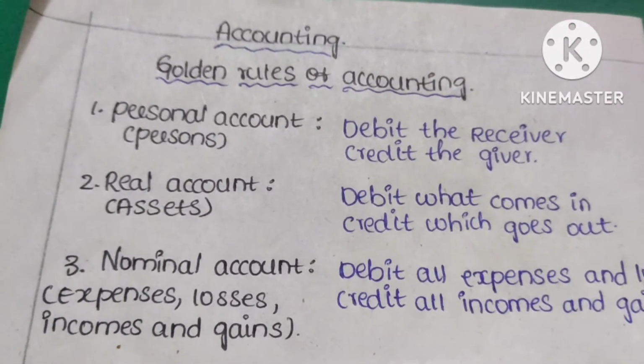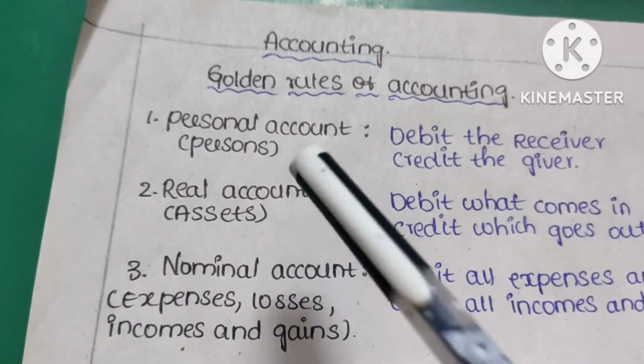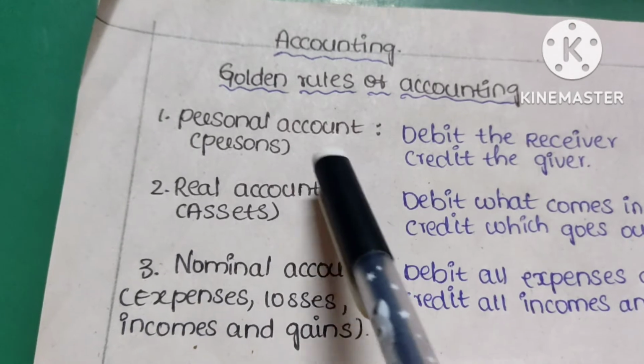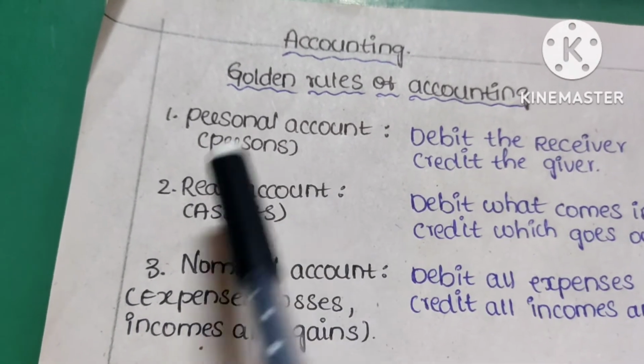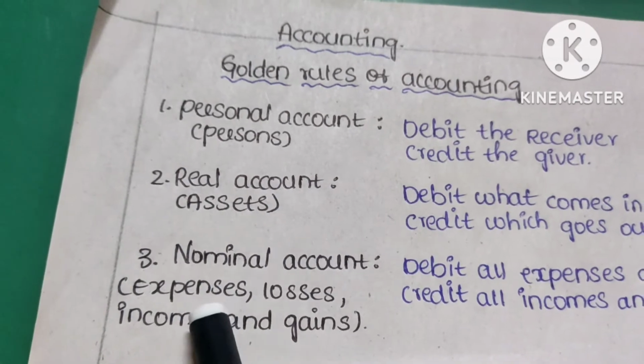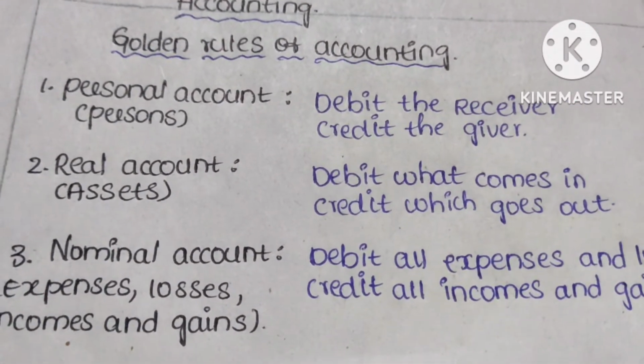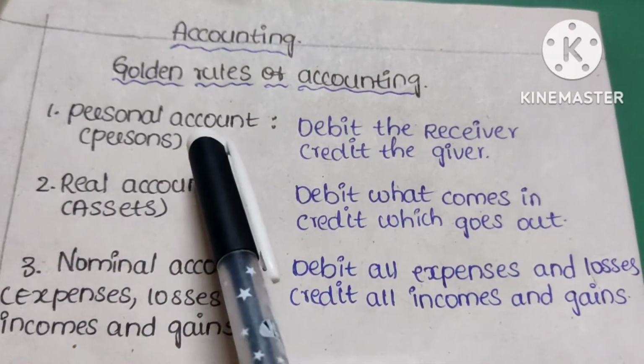In accounting, there are three accounts: personal account, real account, and nominal account. Personal account explains about persons, real account explains about assets, and in nominal account, expenses, losses, incomes, and gains are included. So firstly, we'll know about personal account.